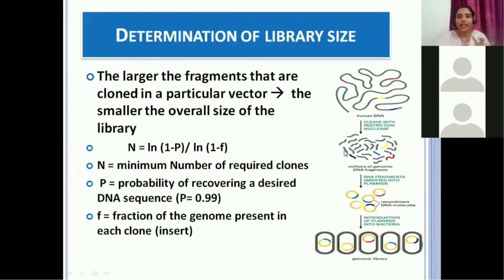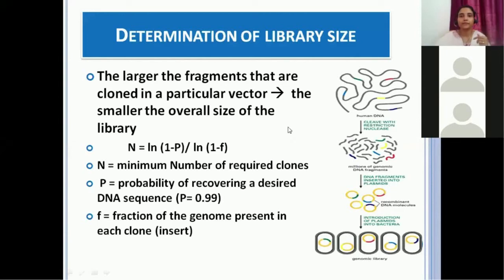So how do we calculate the fraction? Fraction is nothing but this size, that is that 20 kb size, divided by the whole size, 100 kb. So 20 by 100 will give you your fraction. 20 by 100 will be the f over here. Okay, so that is the fraction of genome present in each clone. Now we will be seeing an example.